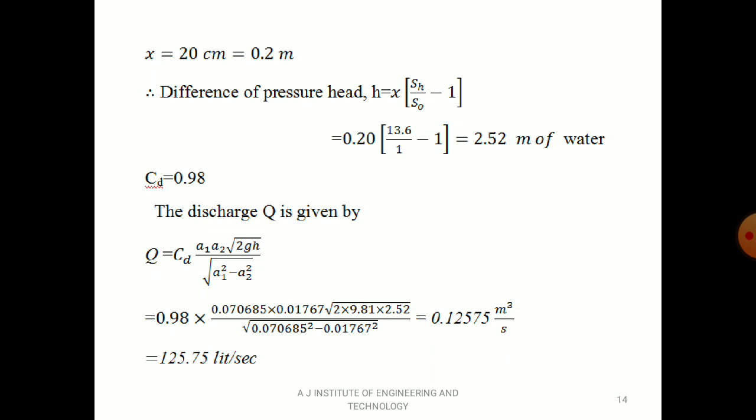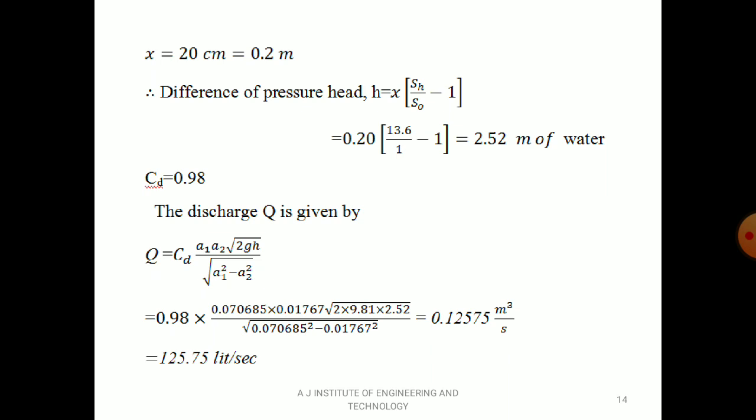CD value it is given as 0.98, so we can easily calculate discharge. The discharge Q is given by Q equal to CD into A1 A2 square root of 2GH divided by square root of A1 square minus A2 square. So we know CD value, A1, A2, H value, so we can easily get Q value.